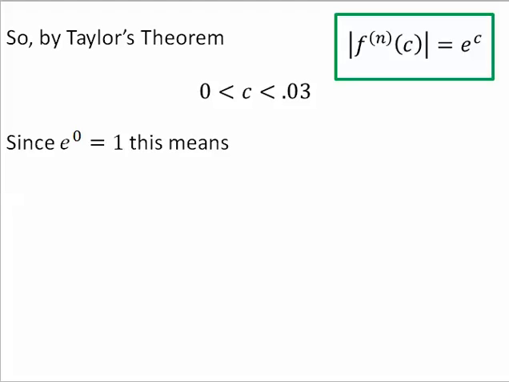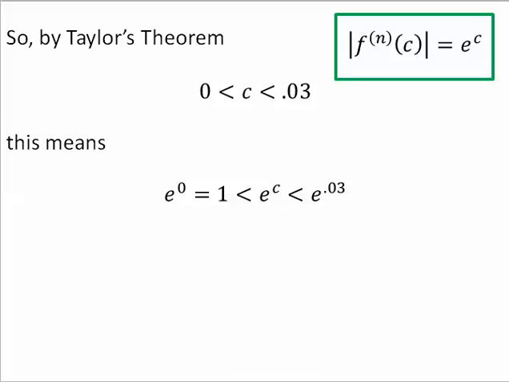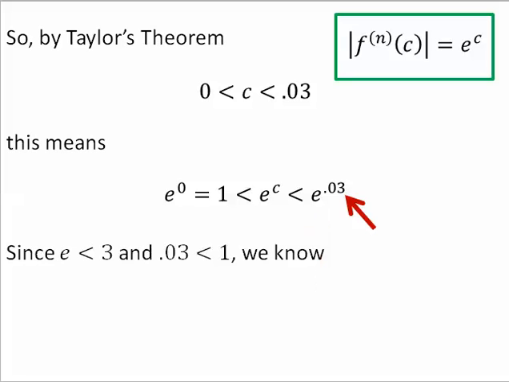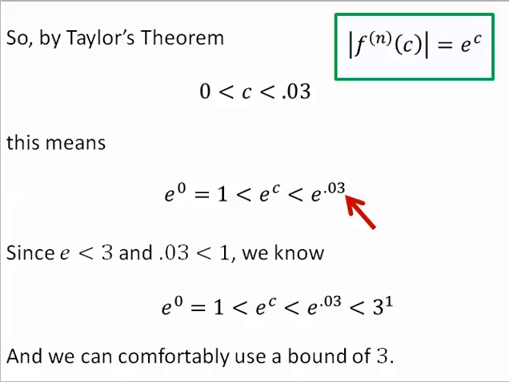All right, now e to the 0 equals 1. So if I go e to the c, that's going to be between 1 and e to the 0.03. Now, you know that e is less than 3, and you know that 0.03 is less than 1. So a really comfortable bound would be 3. And I can easily do a bound of 3.